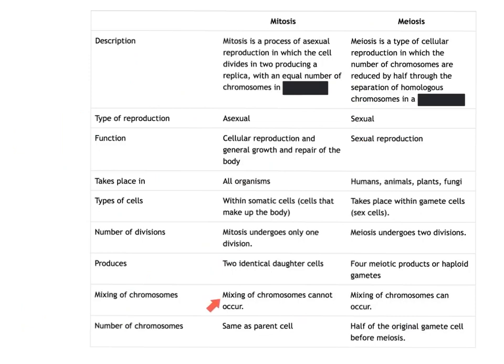There is no mixing over or crossing over in mitosis. However, crossing over is extremely common in meiosis. Here we have the same number of cells formed as the parent. Here we have half of the original gamete cells before meiosis.